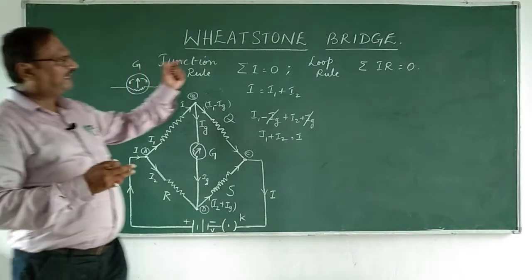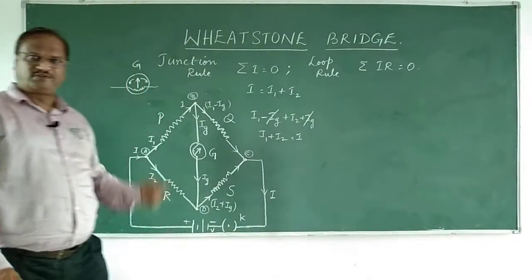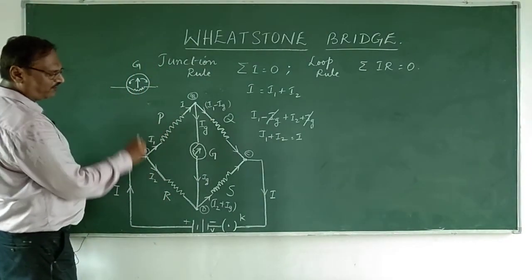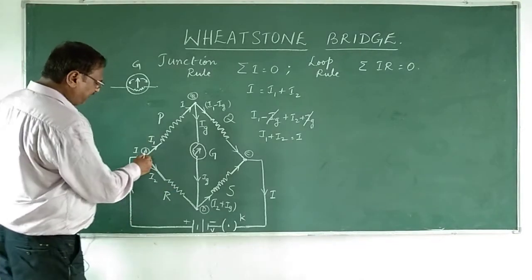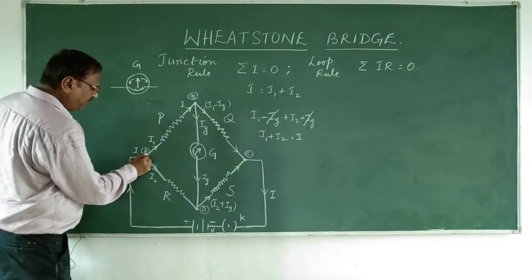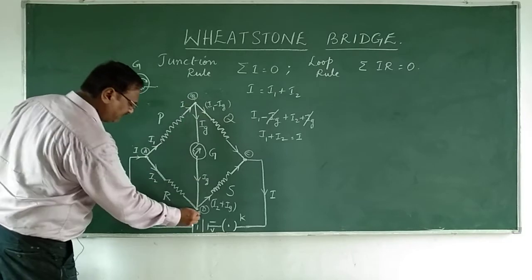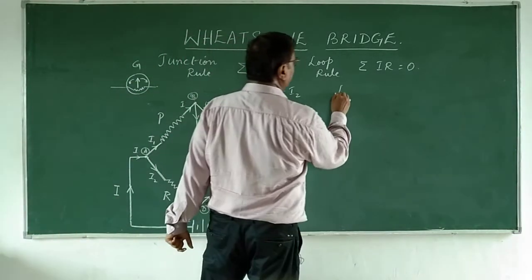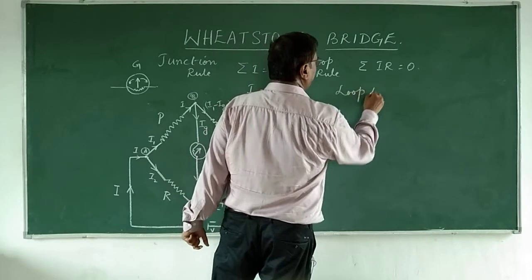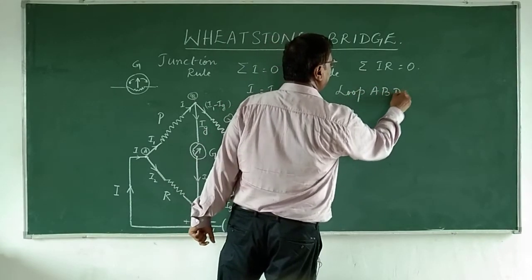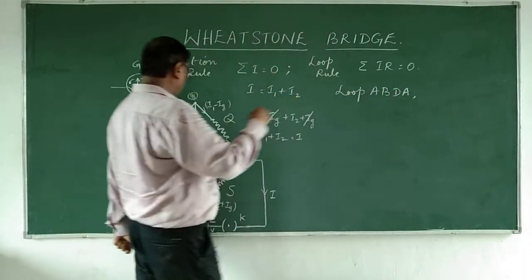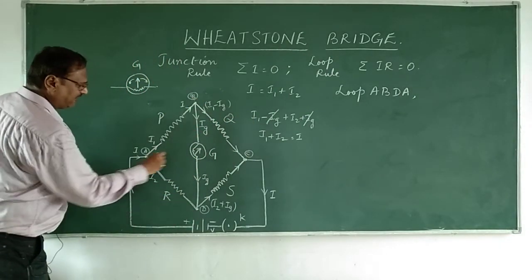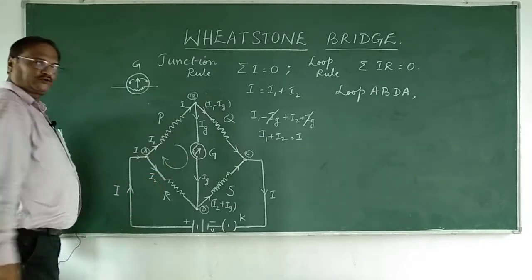Now we are going to take the loop rule. What is the loop rule? What is the loop which we have to consider here? Let me take the loop A, B, D, A. A loop has to be a complete one. Where I start, there I end. A, B, D, A. So this is one loop.